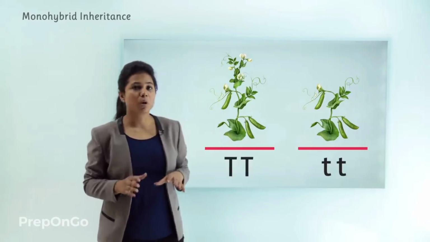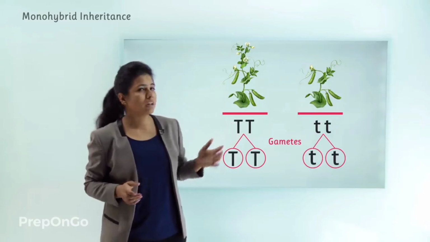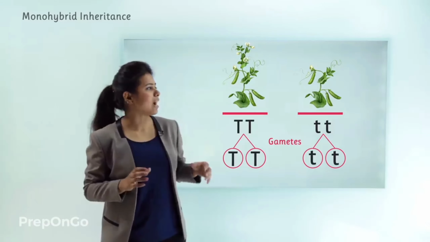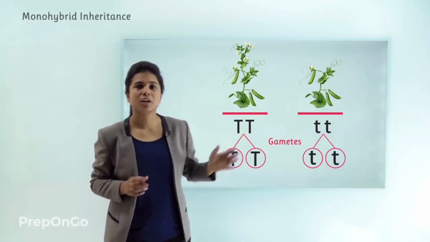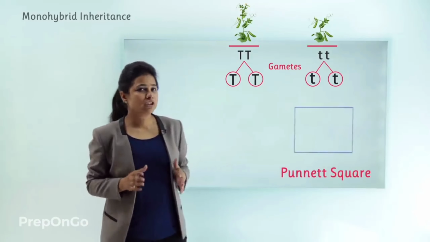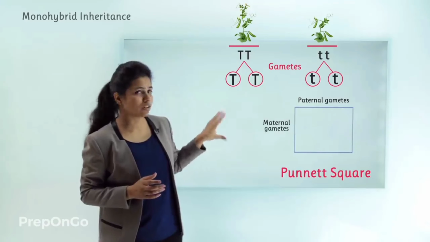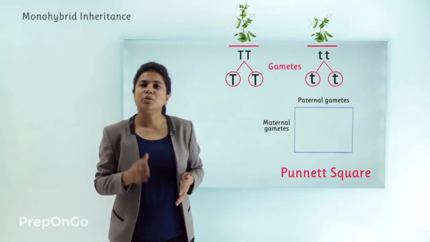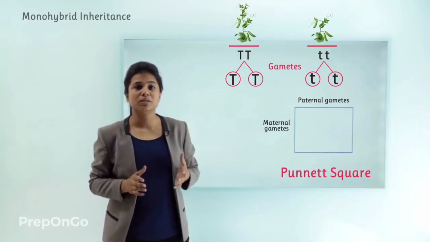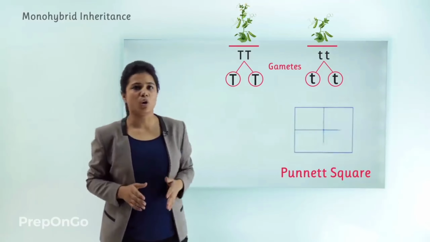The gametes formed from the first parent have genes T, and similarly, the gametes formed from the second parent will have genes t. Now let's draw the Punnett square. It's a square which generally has the paternal gametes on the top and the maternal gametes on the left hand side, though we can put the gametes on either side. Now since we have 2 gametes each from the parents, we have 2 rows and 2 columns.